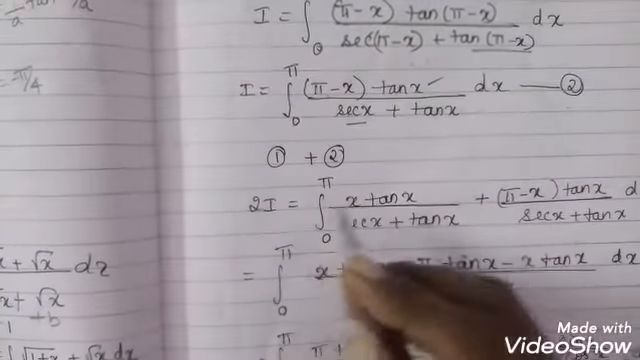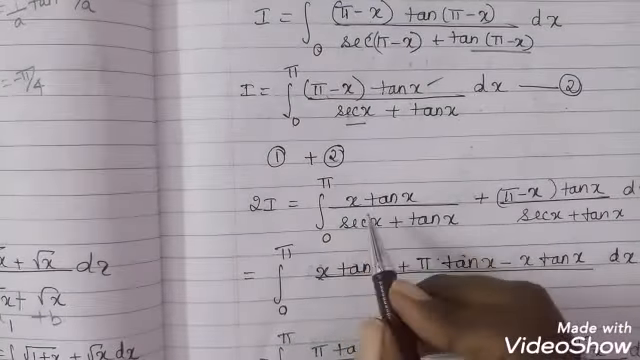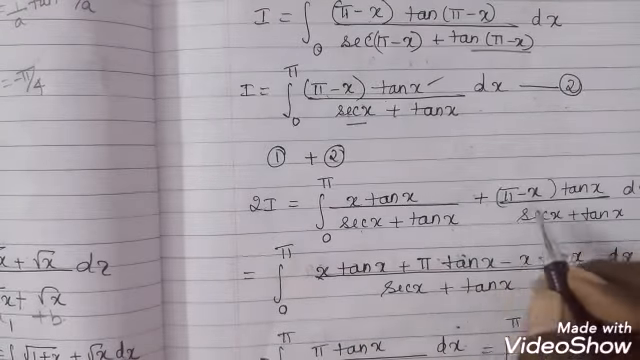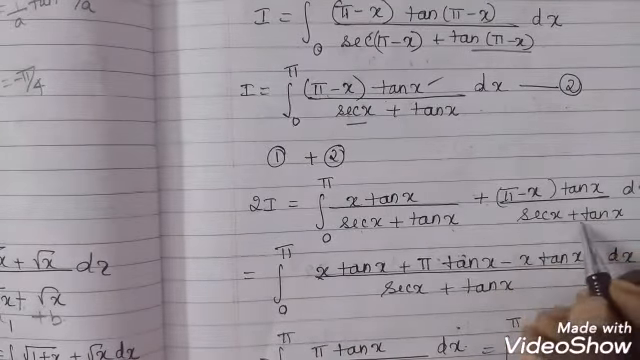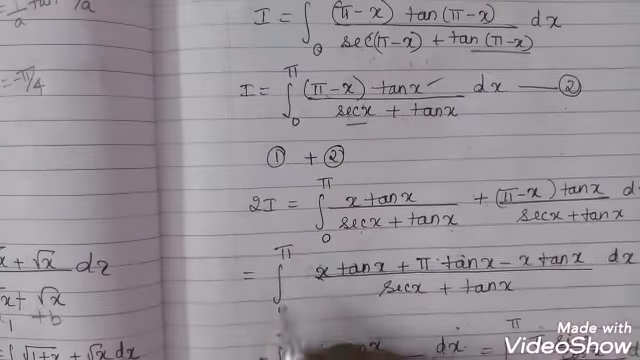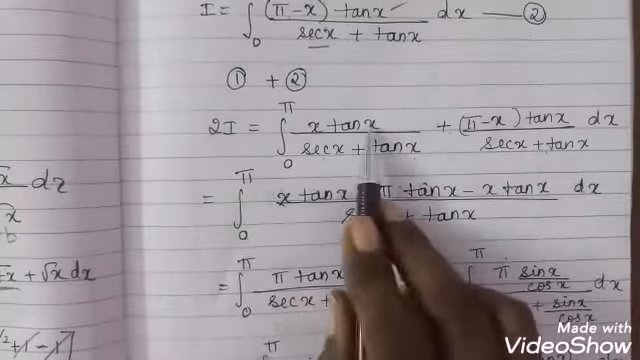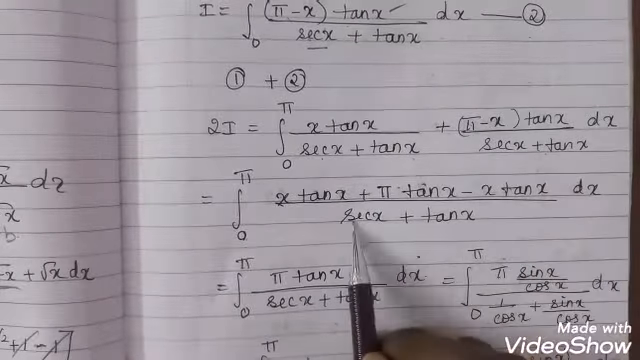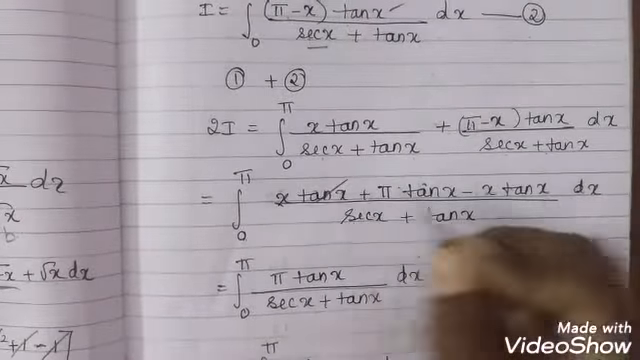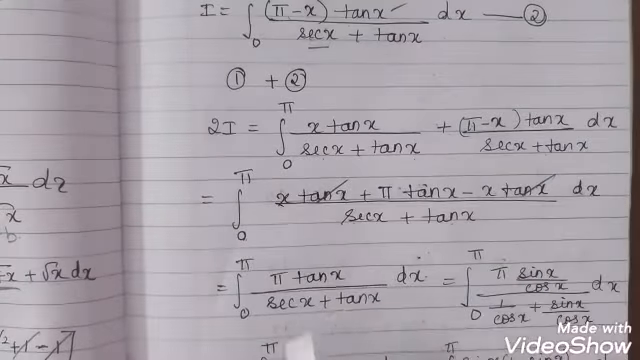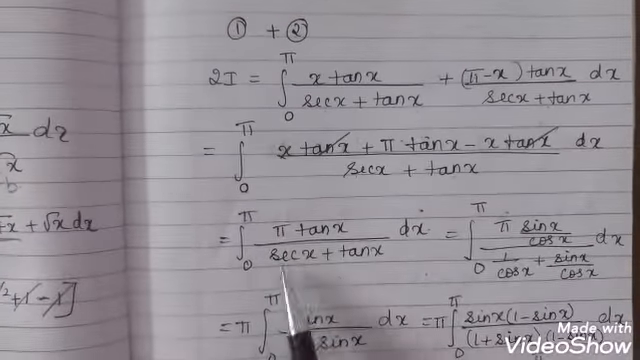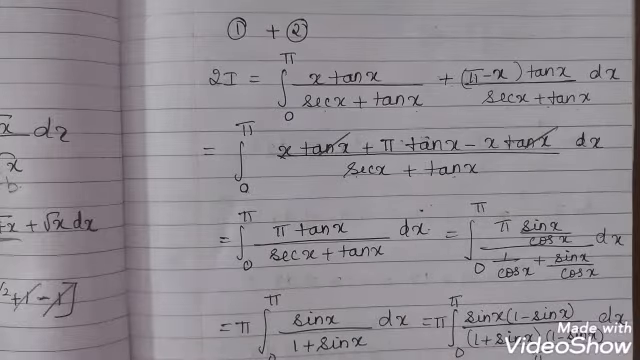Actually here it's 2I equal to the integral from 0 to pi of x tan x divided by secant x plus tan x, plus (pi minus x) tan x divided by secant x plus tan x dx, which is equal to the integral from 0 to pi of x tan x plus pi tan x minus x tan x, divided by secant x plus tan x. What happens here? It gets cancelled. You're left with the integral from 0 to pi of pi tan x divided by secant x plus tan x dx.